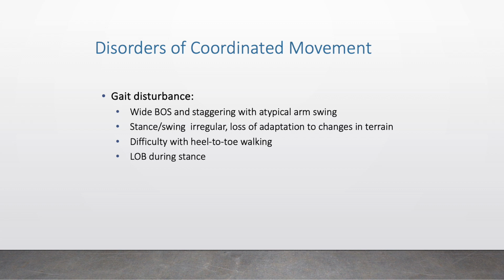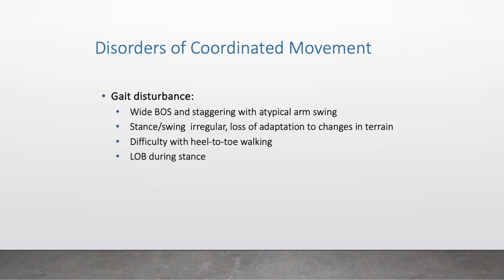Stance and swing phases refer to specific periods of the gait cycle where stance involves weight bearing on one leg, while swing involves swinging the other leg forward. Irregularities in stance and swing phases suggest difficulty in timing and coordination of muscle activation during walking.